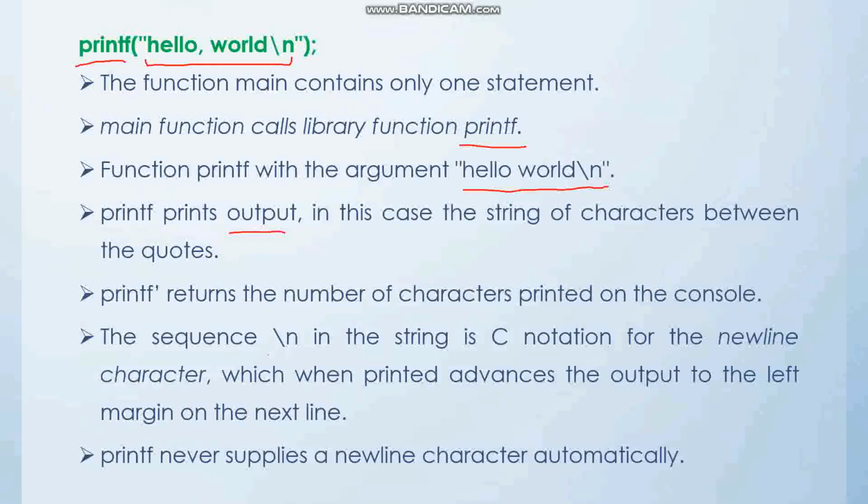The sequence \n in the string is C notation for the newline character. It is an escape sequence. We will cover escape sequences in the coming videos. When printed, it advances the output to the left margin on the next line. Printf never supplies a newline character automatically. So if you want to move to a new line, then the programmer needs to explicitly include the newline character \n here.